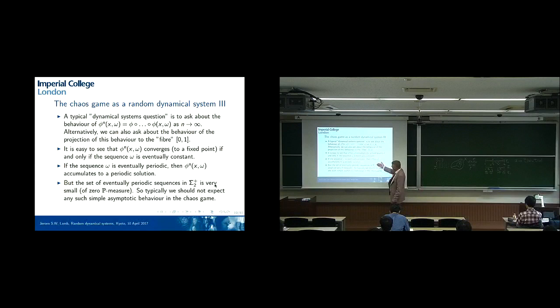So for that reason, when I look at the dynamics, I'm not very interested in behavior which covers some kind of zero-measure set of events on the symbol sequences. I'm not interested in eventually periodic or eventually constant sequences, because this is not really typical behavior. When I'm interested in the dynamics of this random dynamical system, I would like properties which hold for a positive measure set of noise realizations, and definitely not of zero P measure. So the conclusion is we should not expect really simple asymptotic behavior in this chaos game.